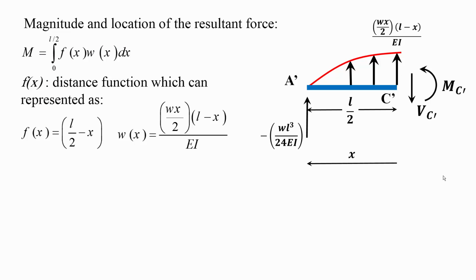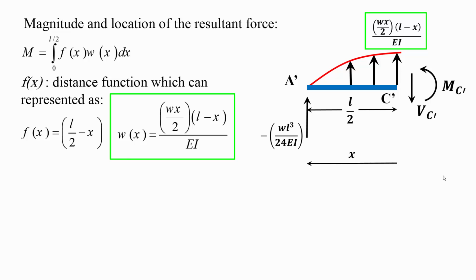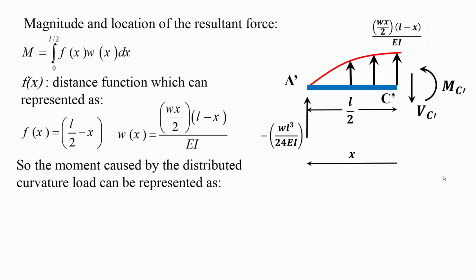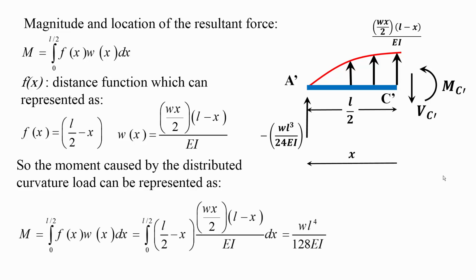The W, or the load, basically is what we had before. All I need to do is perform this integration. So the moment caused by the distributed curvature can be represented as, just do the integration. And if you do the integration, you will end up having WL to the 4th power over 128 EI. Basically, that's the moment produced by the parabolic shape.